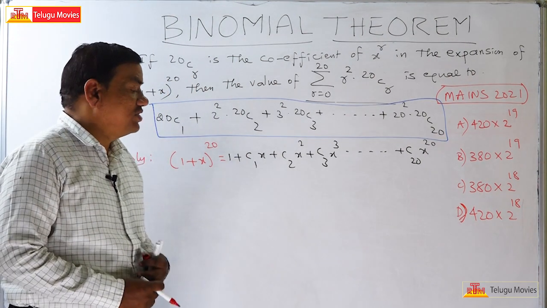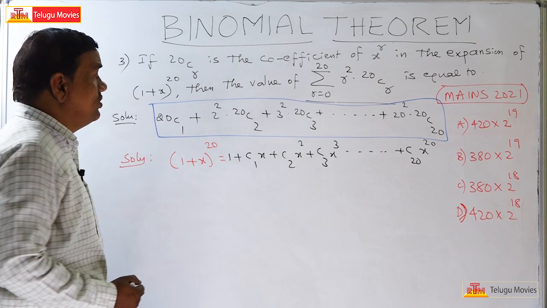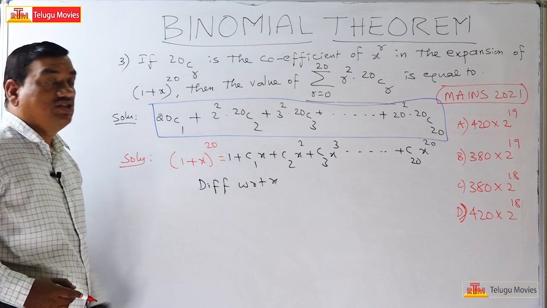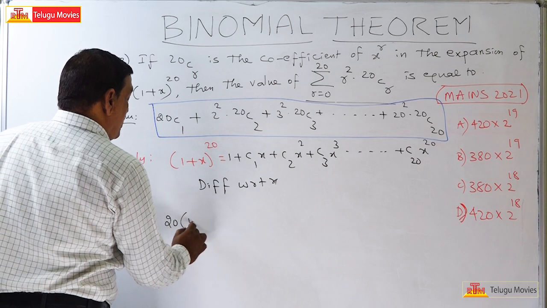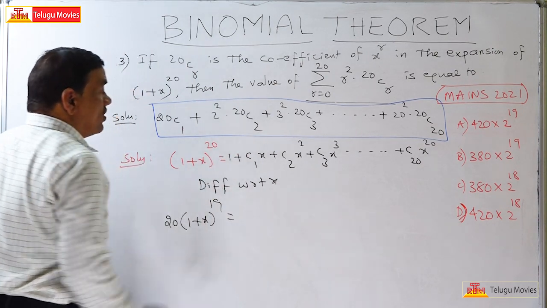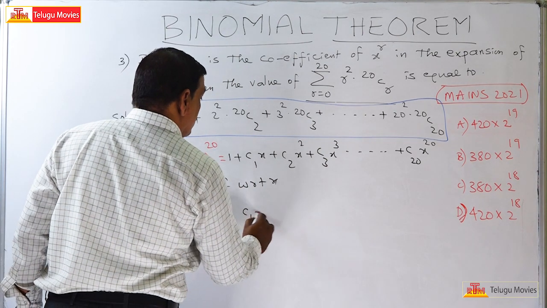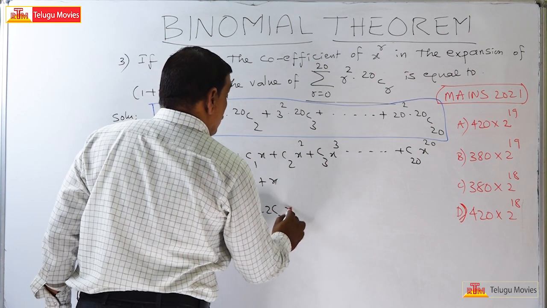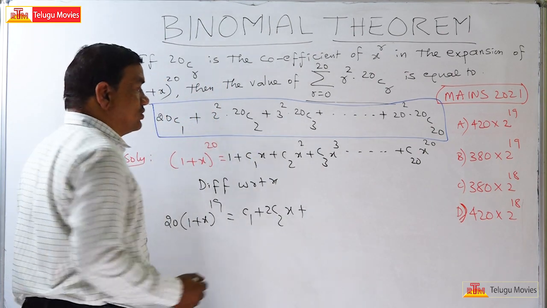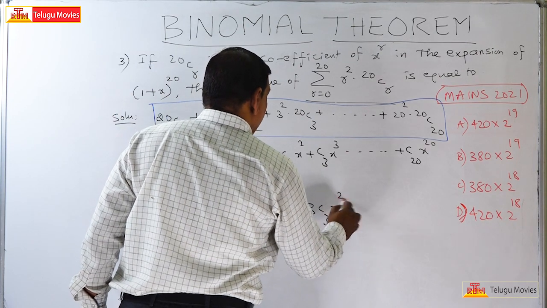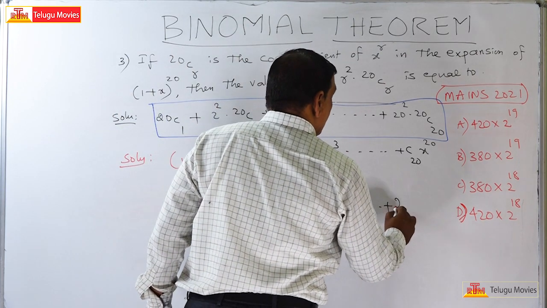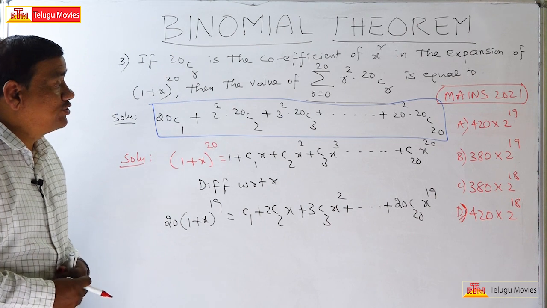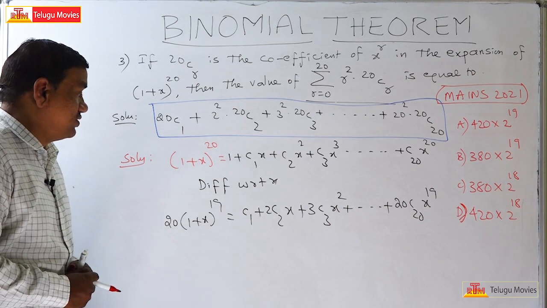So, here we will approach it differently. First, differentiate this with respect to x on both sides. What is the differentiation here? This is equal to 20 into (1 plus x) whole power 19. For 1, the differentiation is 0, so this is equal to C1, plus, x square derivative is 2x, that is 2C2 into x. x cube derivative is 3x square, so that is 3C3 x square, plus so on, the last one 20C20 x to the power of 19. Okay, that is the first thing.